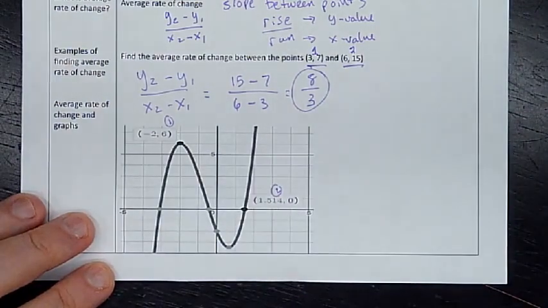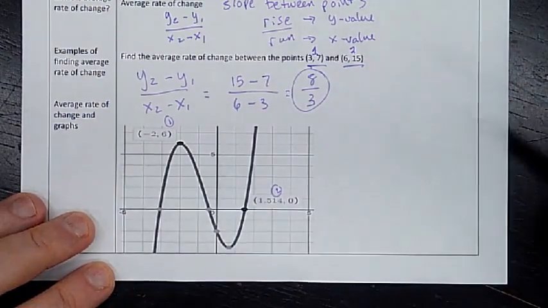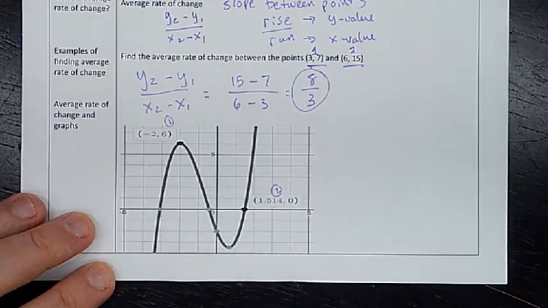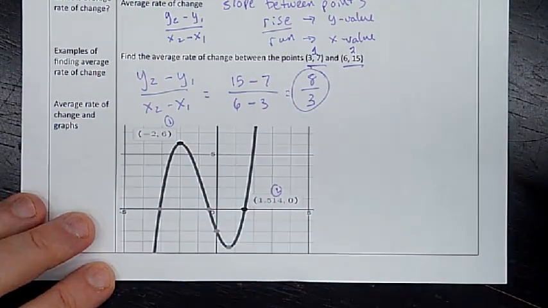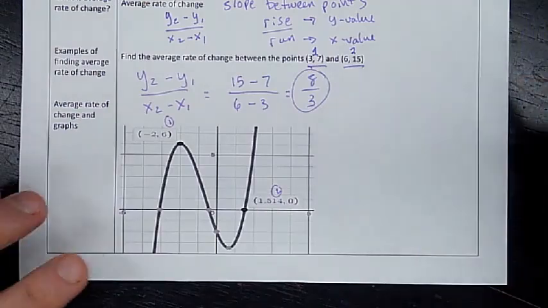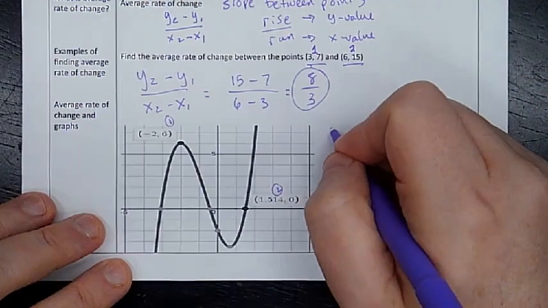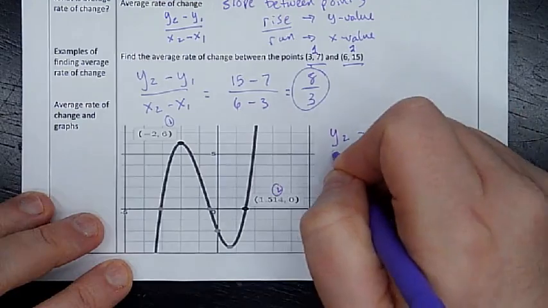Generally on a graph, my point 1 is on the left and my point 2 is on the right, just for ease. But like before, it doesn't actually make a difference which one you choose, but this is the common practice. So we're going to say y2 minus y1, x2 minus x1.